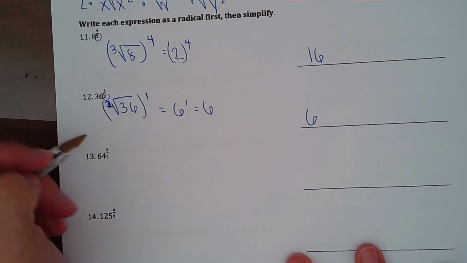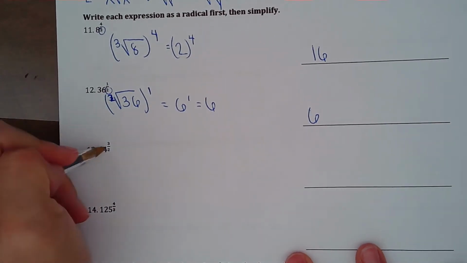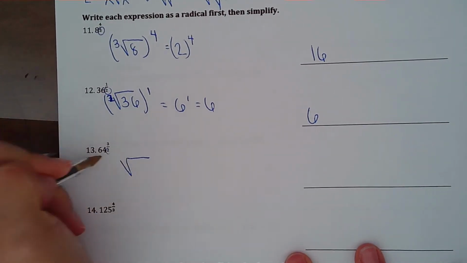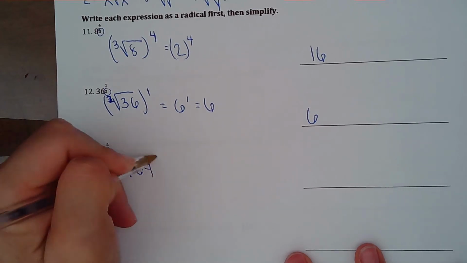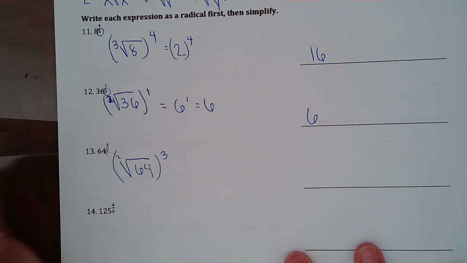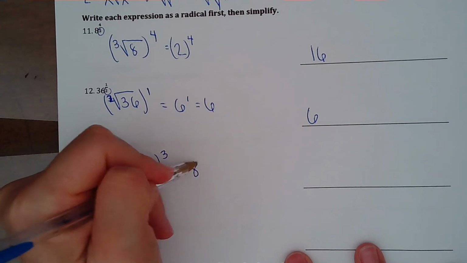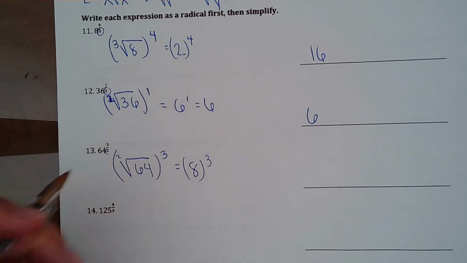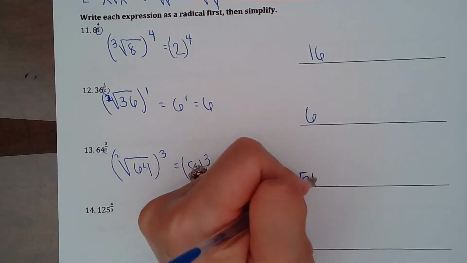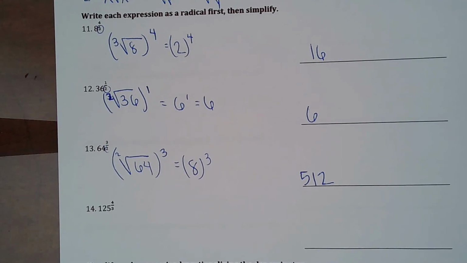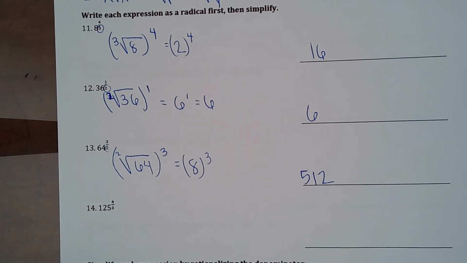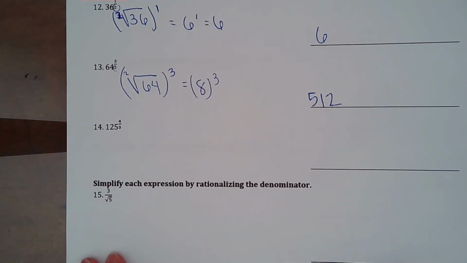All right, so moving along, we're going to take the square root of 64, and we're going to cube it. So the square root of 64 is 8, but then when we cube it, we end up with 512. Hope you guys are hanging in there.